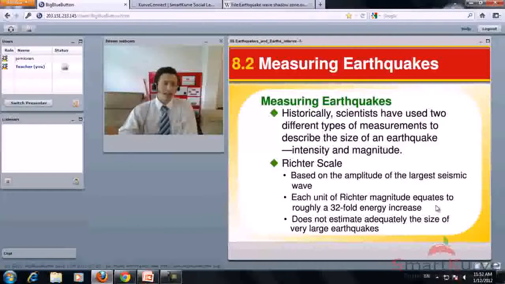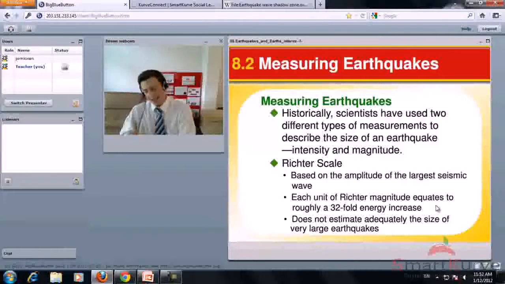Then what we call a category 3 would have to be 1,024. What we call category 4 would be 32,000 something. Then a category 5 would be over 1 million. Category 6 would be over 32 million. Category 7 would be over 100 million.